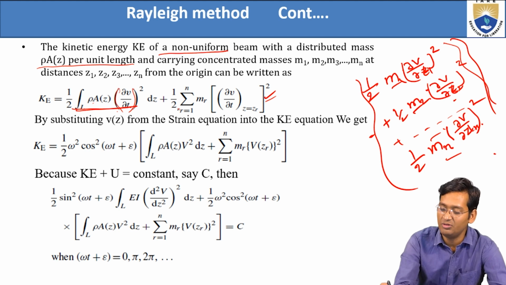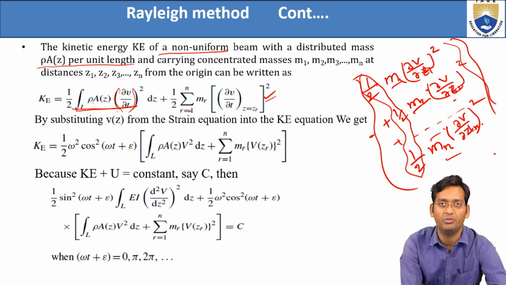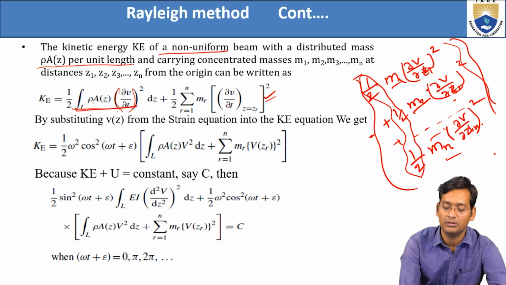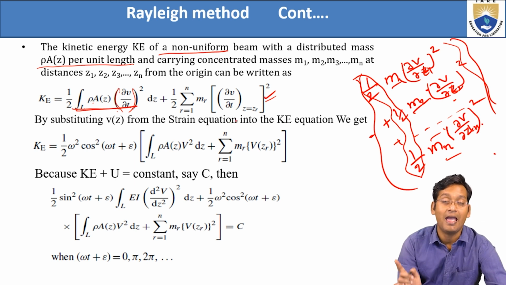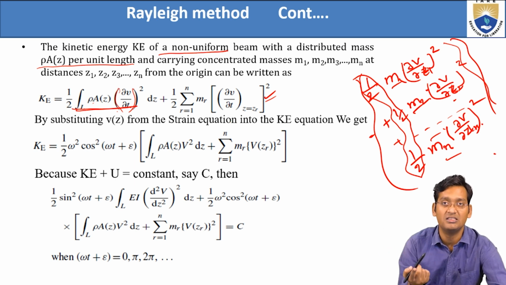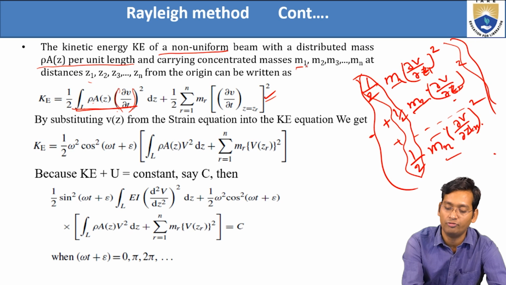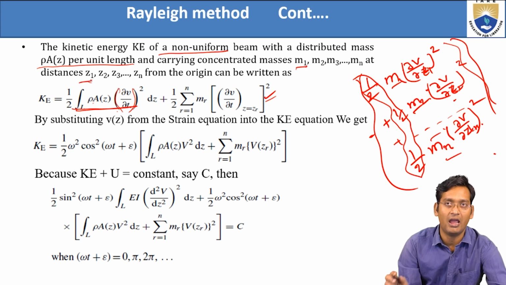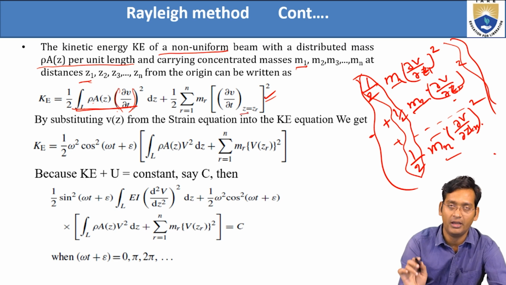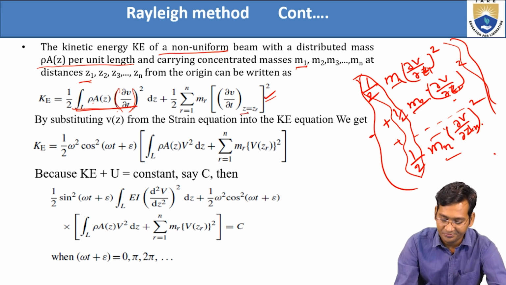Here half will be common for all, because that is a constant. That's why half is taken out of the summation. Then r equals 1 to n, mr, and after that del v by del t at the point where the mass is acting. At the first position, z equals z1, because we assumed m1 is at a distance z1 and m2 at distance z2 from the origin. So at that distance.